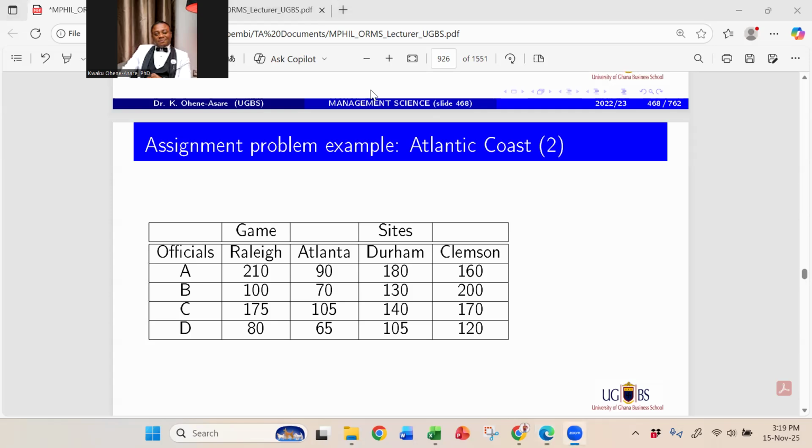So I want you to watch something. These are the game sites. They are in Raleigh, Atlanta, Durham, and Clemson. The number of officials have to be assigned. That's where the assignment comes in, in such a way that they will minimize the total distance.